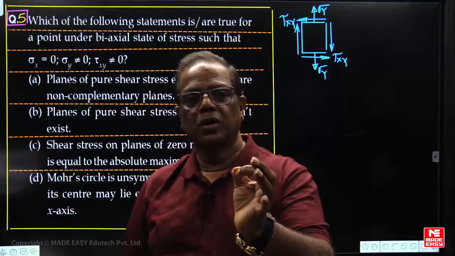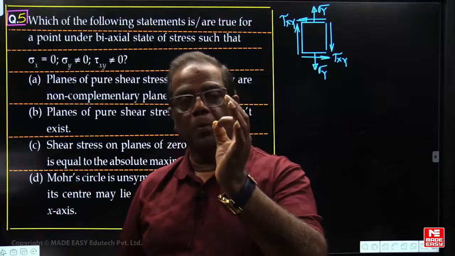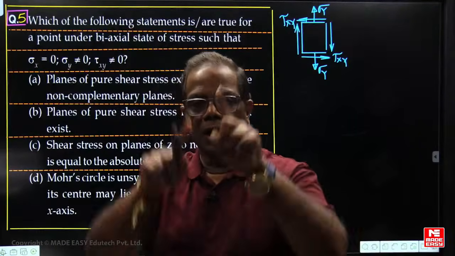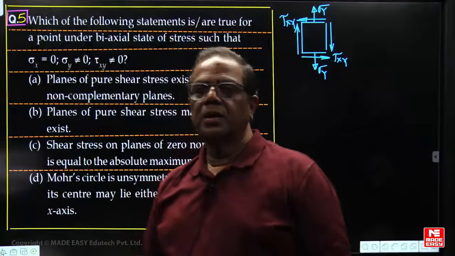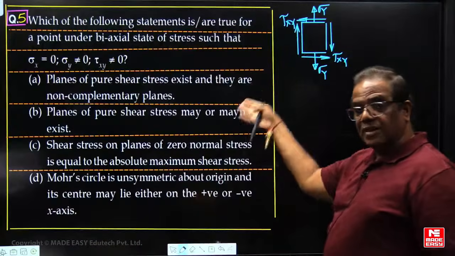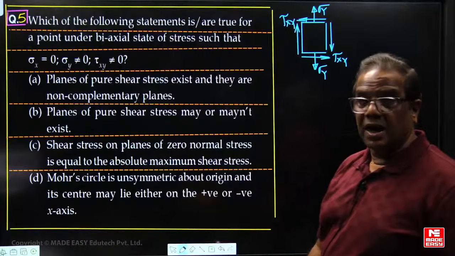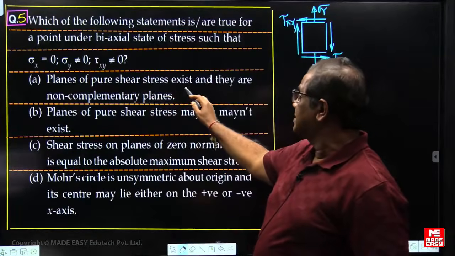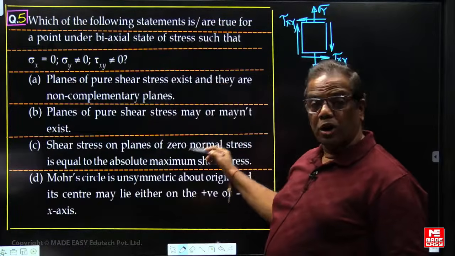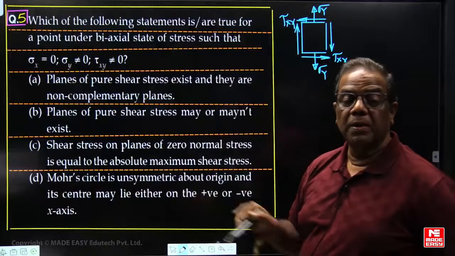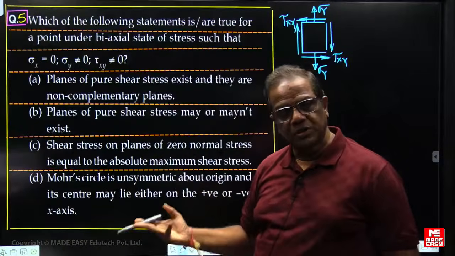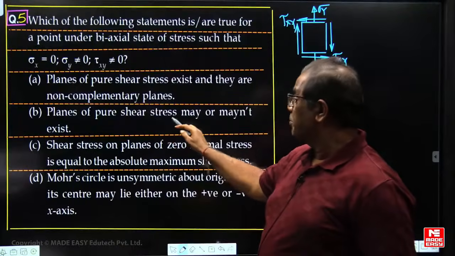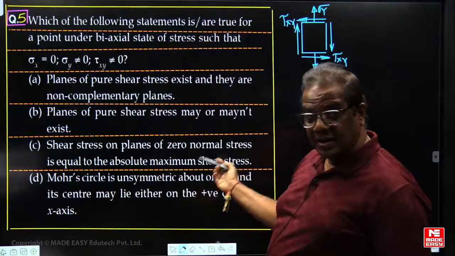Try to read the question properly, and wherever required, try to draw the diagrams now. So this is the state of stress given. Now it is asking which statements are true. For the first statement now, planes of pure shear stress exist and they are non-complementary planes. Planes of pure shear stress exist हो जाएगा and they are non-complementary planes. Planes of pure shear stress may or may not exist.